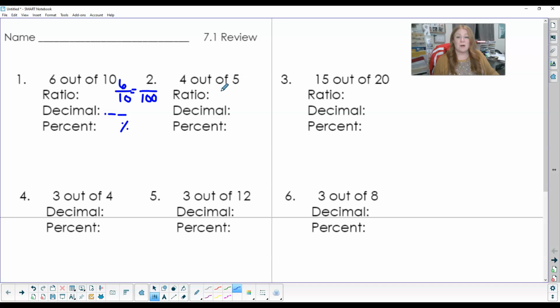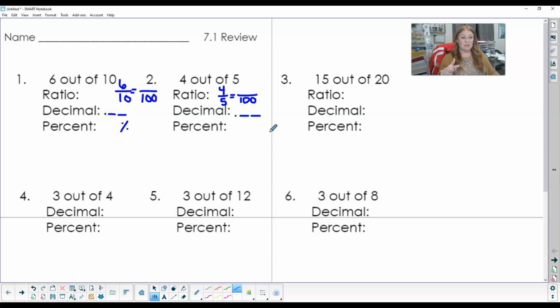So a ratio of 4 out of 5. We start with 4 out of 5, and I want to turn it into 100. So I ask myself, how do I get from 5 to 100? And I do the same thing to 4. If I don't know how many times 5 goes into 100, I can do 4 times 100 and divide it by 5 to get that answer as well. So 2 ways to get the same answer. Then my decimal goes to the hundredths place, and my percent is this number over 100.